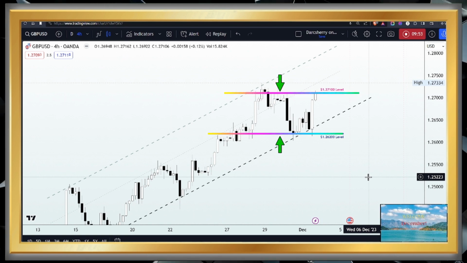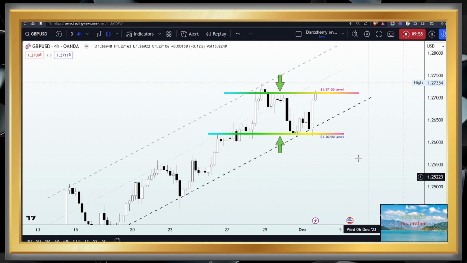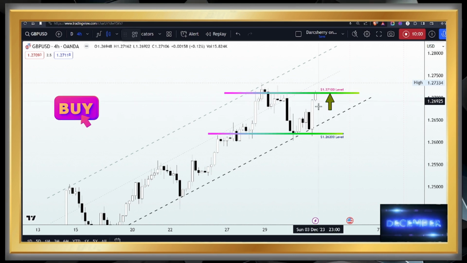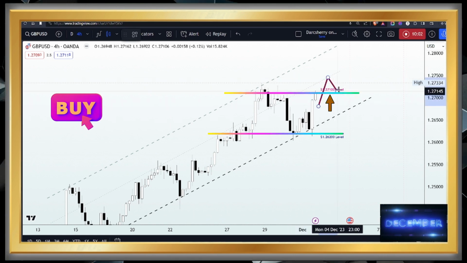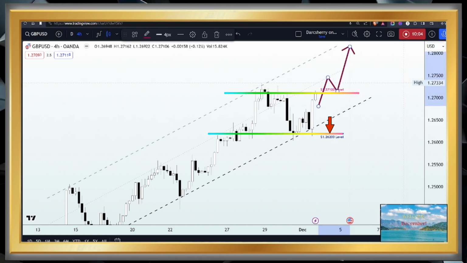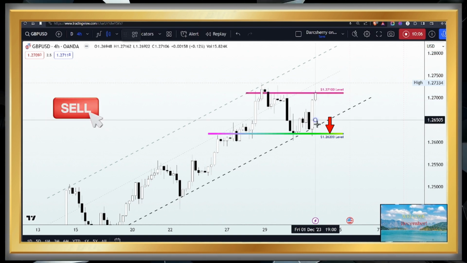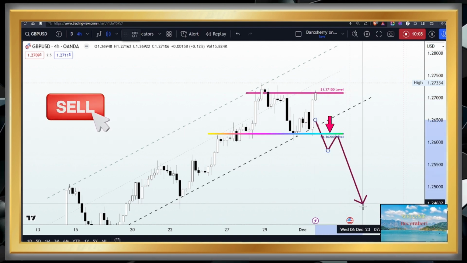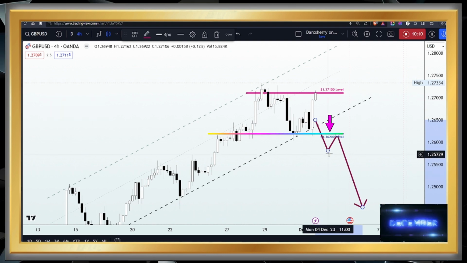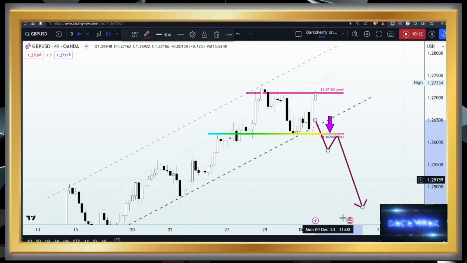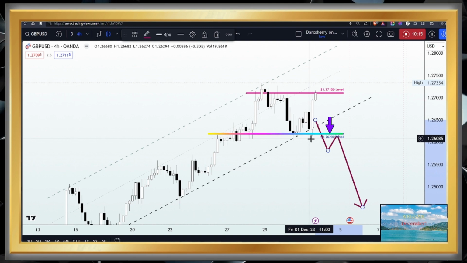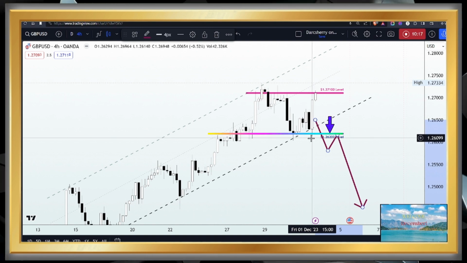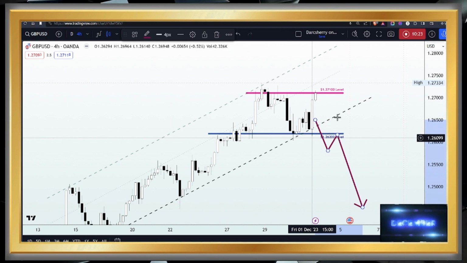We want to exercise patience and wait for price action to either break out of the resistance line to give us an opportunity to buy, or break down the support line of that range to give us an opportunity to sell. And in fact, if price breaks down the support line here, it would also have broken down the support line of the ascending channel to emphasize that we are about to witness a momentum shift.